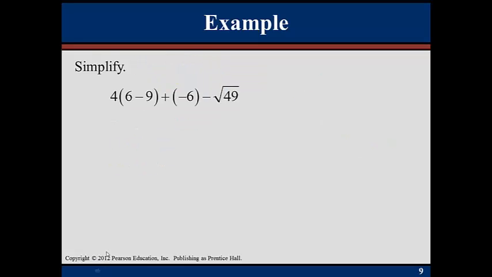Okay, another one. So now we have 4 times quantity 6 minus 9 plus negative 6 minus the square root of 49. Okay, so the first thing we do is P, which is parentheses. Parentheses means brackets, square roots, and fraction bars. Well, we see parentheses here, so let's start there. We have to do 6 minus 9.